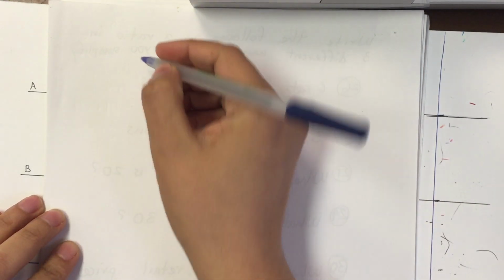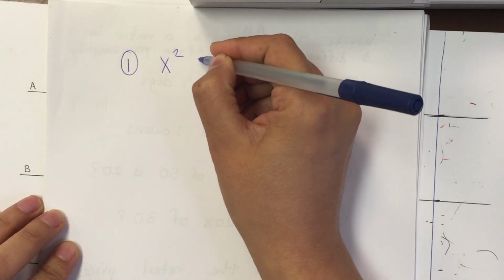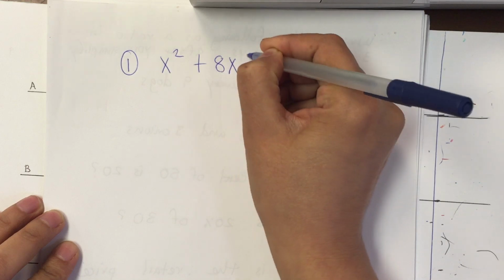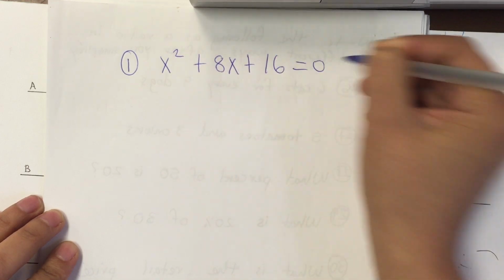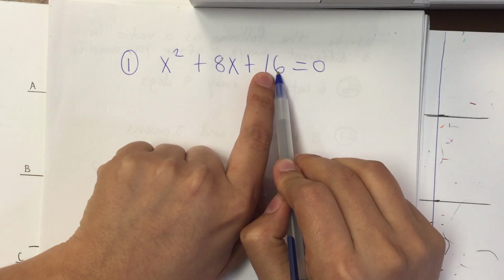Okay, so I want you to recall from last week and also yesterday's lesson that we were working with perfect squares. So you had something like this. This is a perfect square, this is a perfect square.